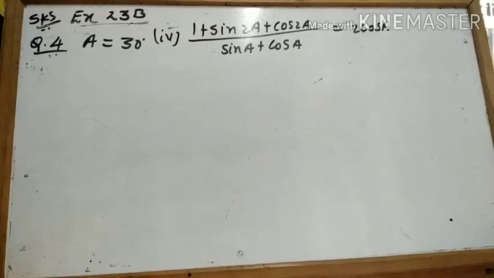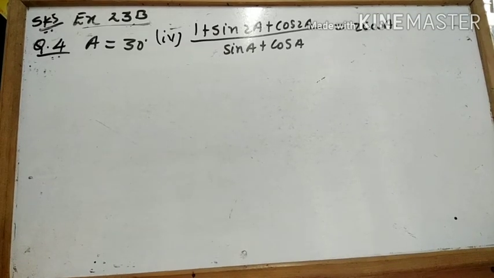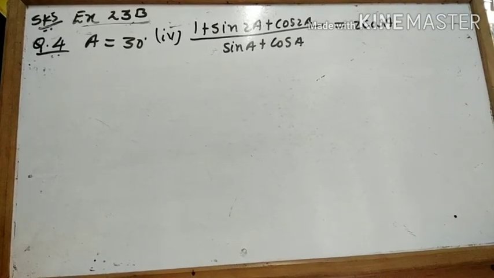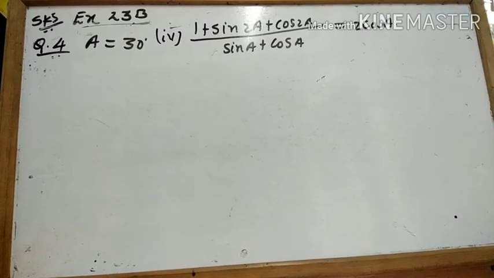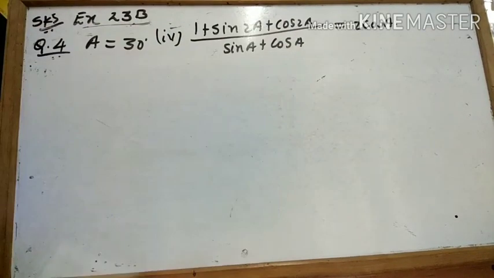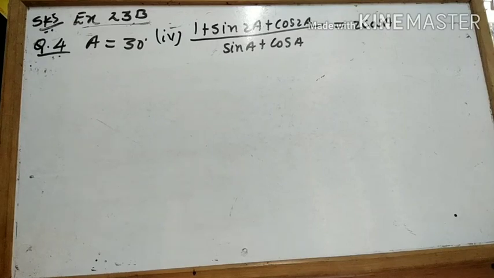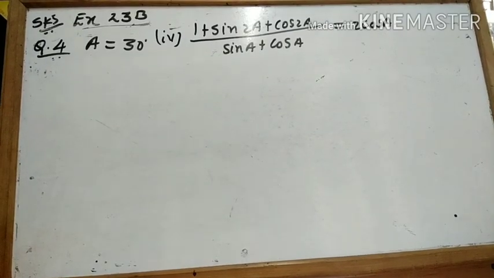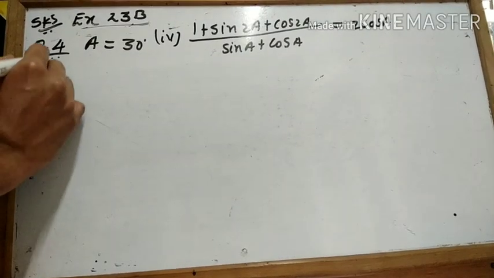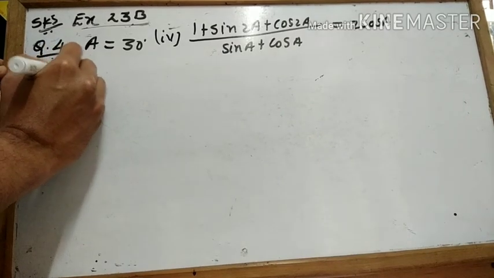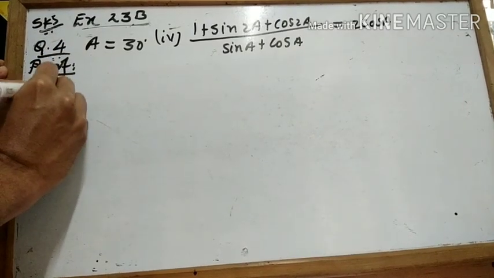More question from exercise 23b, question 4, sub question 4. Again, A value is 30. We are supposed to prove that 1 plus sine 2A plus cos 2A whole divided by sine A plus cos A is equal to 2 cos A. Let us see. Again, this will begin as proof. LHS.